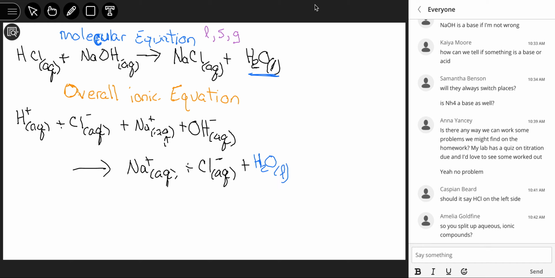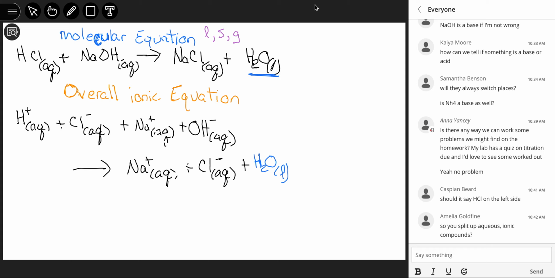And this one is already balanced, but I'll give you an example. Let's see what time it is. We'll go a few minutes. I'll try to give you an example where it's not balanced. Well, no, that's not what I mean. Where it's balanced with coefficients in a couple of minutes.